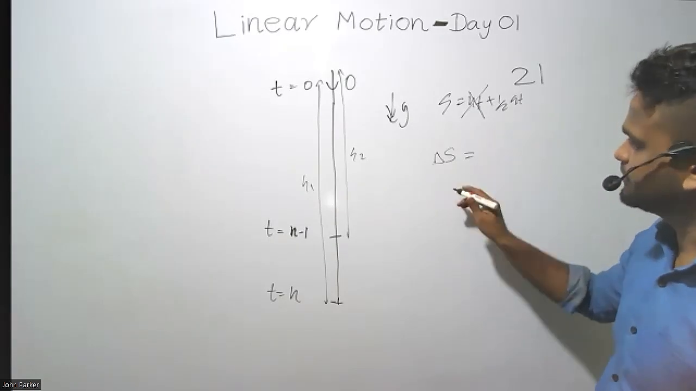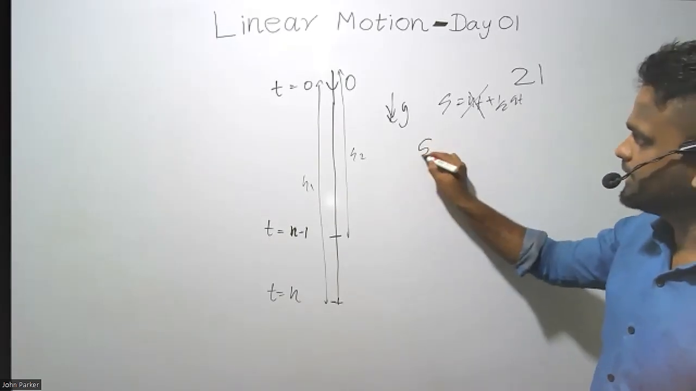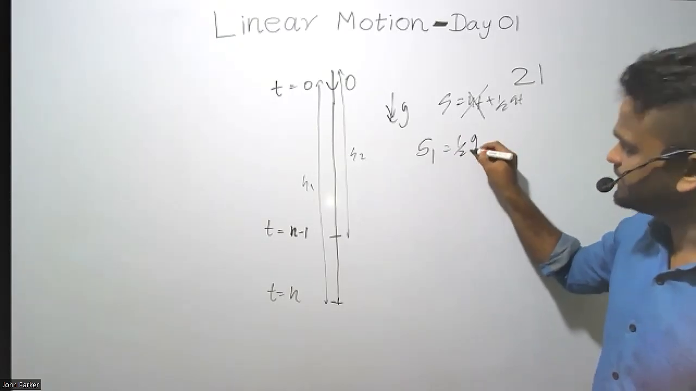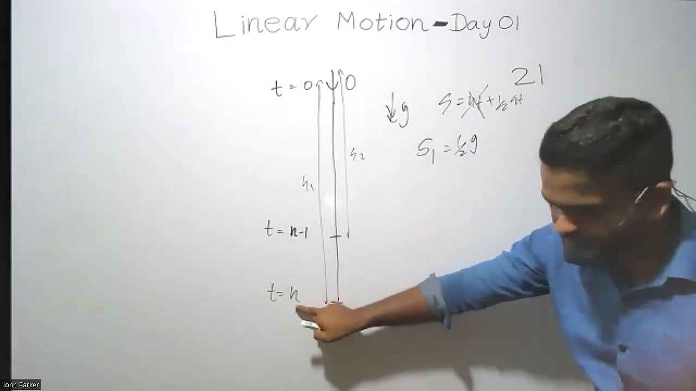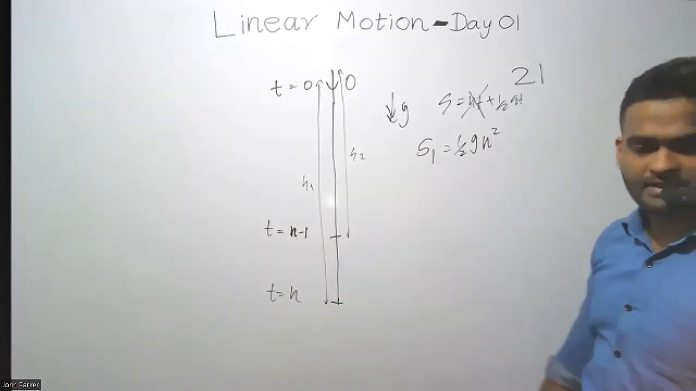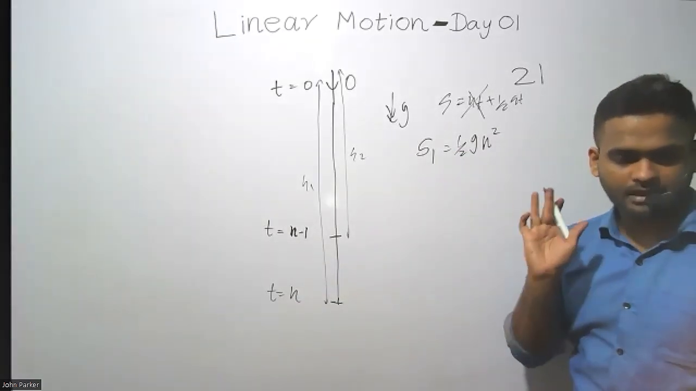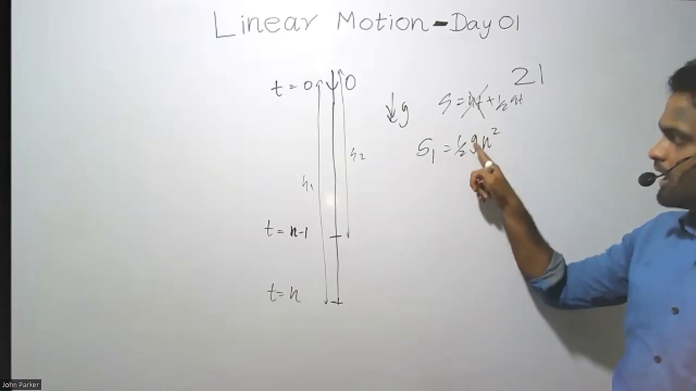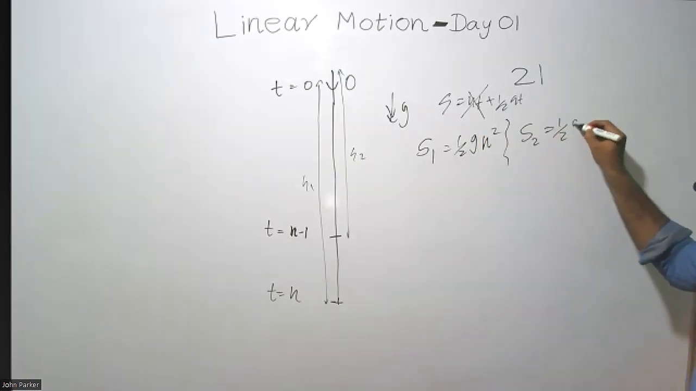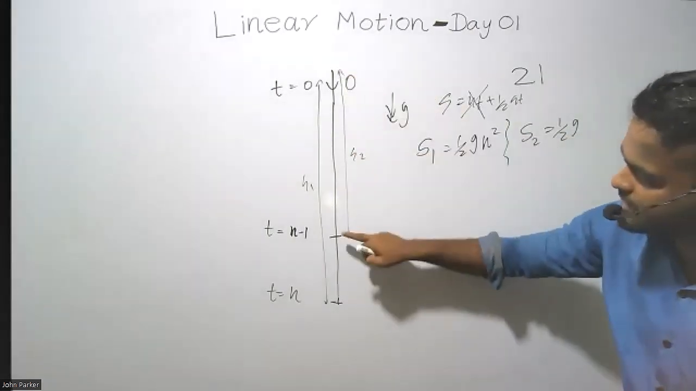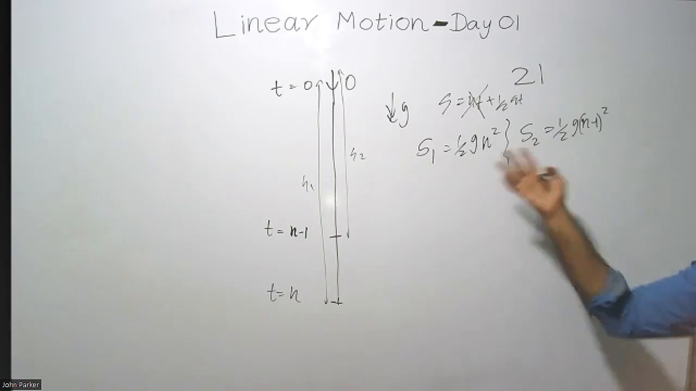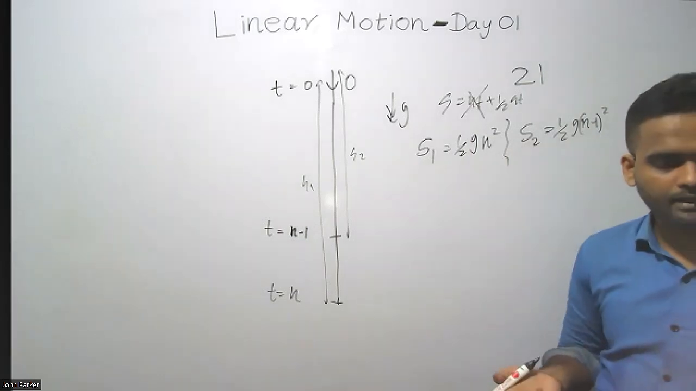So let's find S1 first. S1: half G from here to here. This is the nth second, so half G n squared. That is S1. If you didn't get it, tell me, right? Then S2: half G from here to here. What is the time? n minus 1. Half G (n minus 1) squared. Now this is just a simple algebraic calculation.